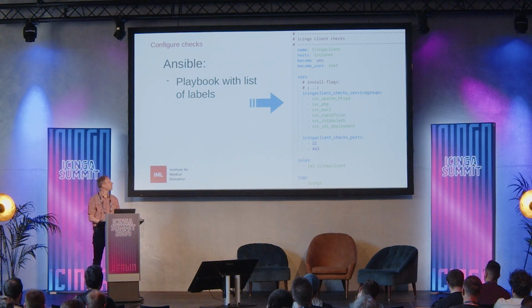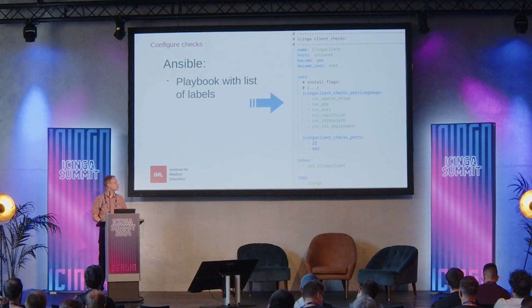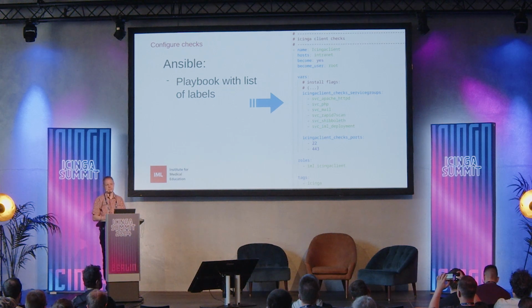Here is a snippet from an Ansible playbook which installs the client for us, and it has two variables. In one variable we have a list of all the services which must be installed. The default group is not here because it is installed by default and it is inside the role. A second variable below is a list of ports to check. It will force the TCP check for this host.